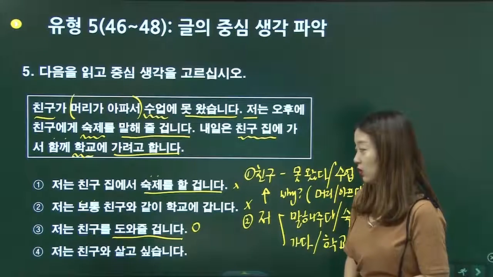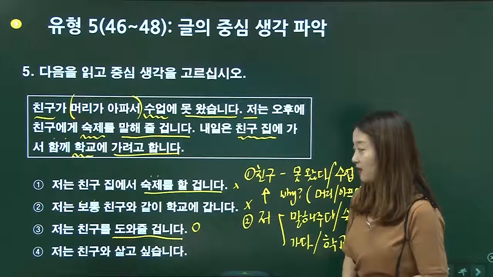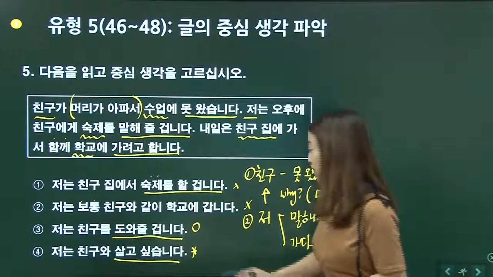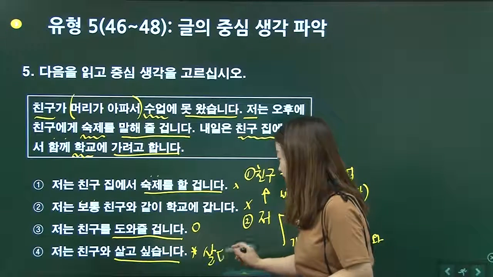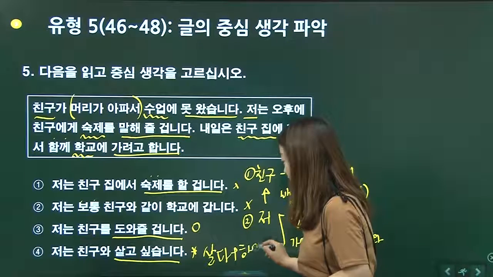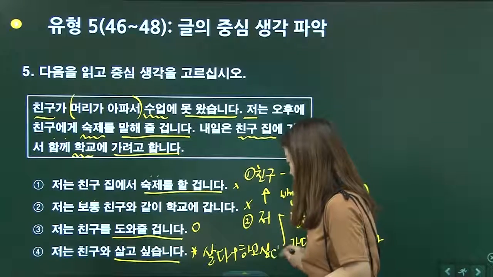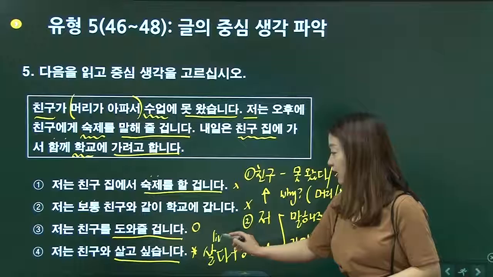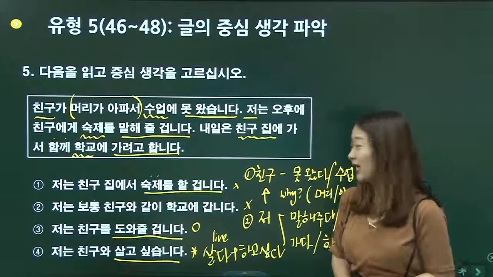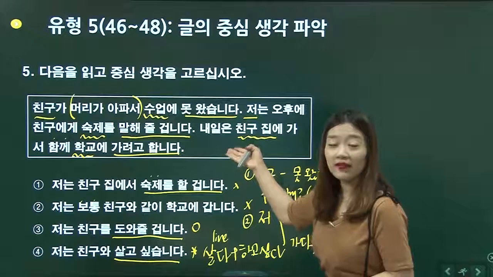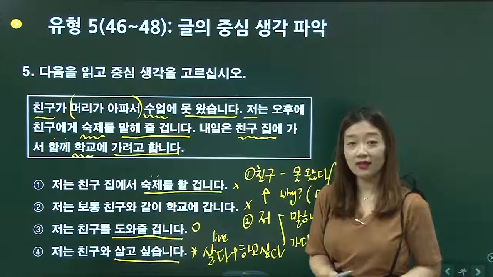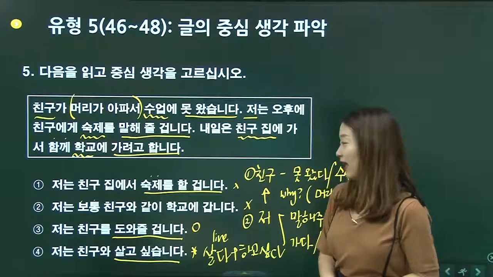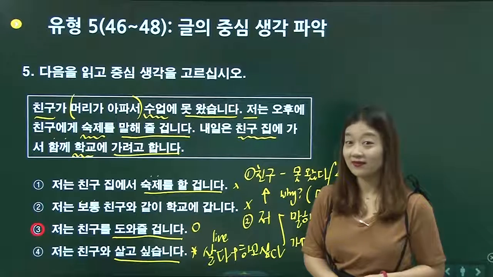Number four, 저는 친구와 살고 싶습니다. 살고 싶다. I told you before, 살다 plus 하고 싶다. 하고 싶다 means I want to do, right? So 살다 means live. I want to live with my friend. There's nothing about that, right? Of course, you want to live with your friend, but it's not about that this time, okay? So the right answer will be number three. Okay, good.